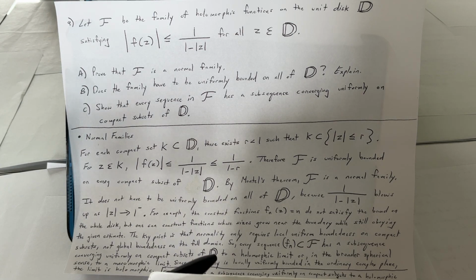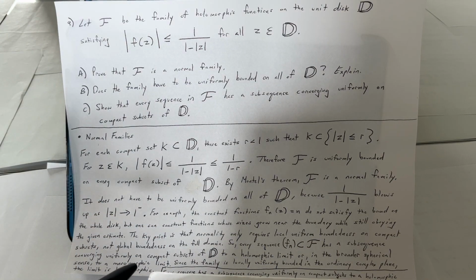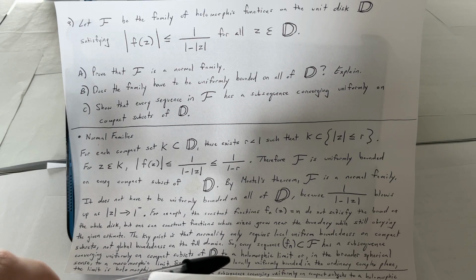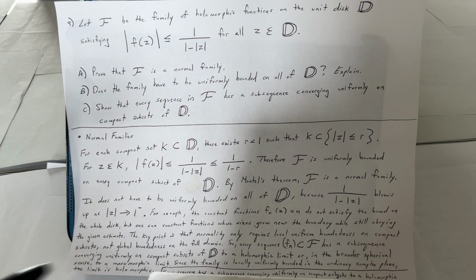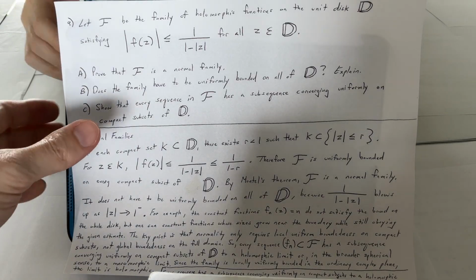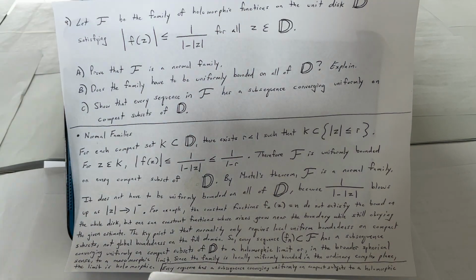the full domain. So every sequence given here has a subsequence converging uniformly on the compact subsets of the unit disk to a holomorphic limit, or in the broader spherical sense to a meromorphic limit. And since the family is locally uniformly bounded in the ordinary complex plane, the limit is holomorphic. So concluding here, every sequence has a subsequence converging uniformly on compact subsets to a holomorphic function.